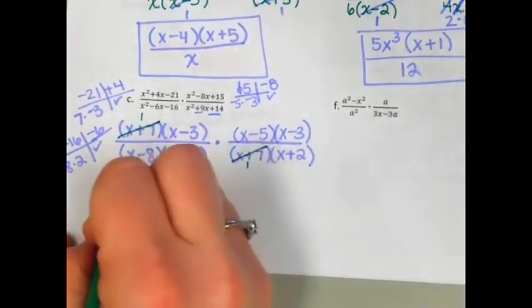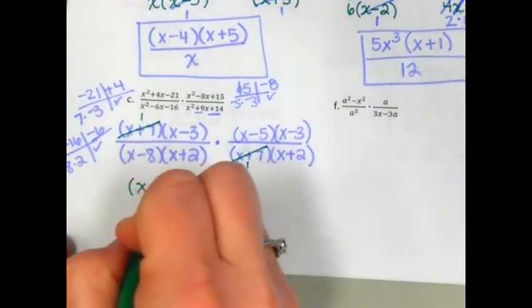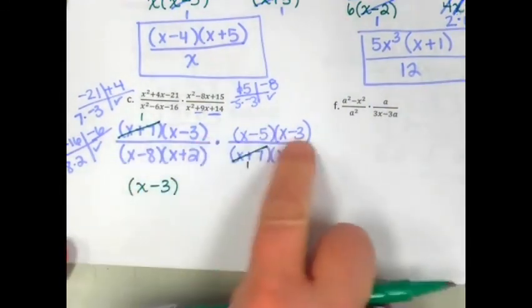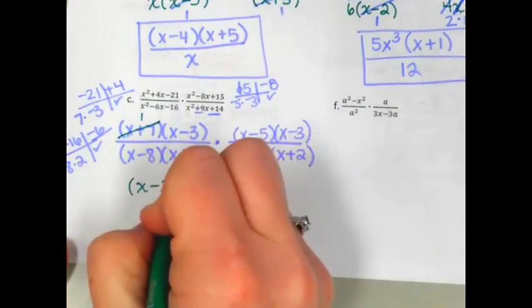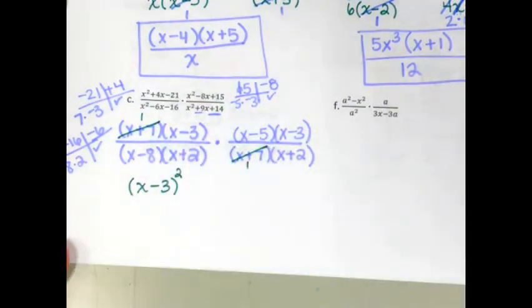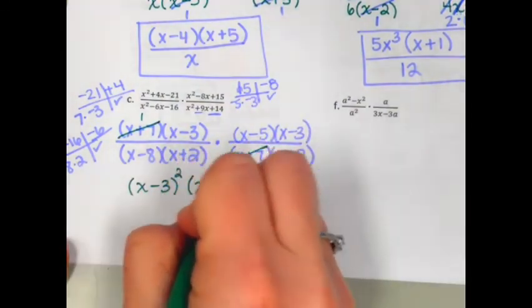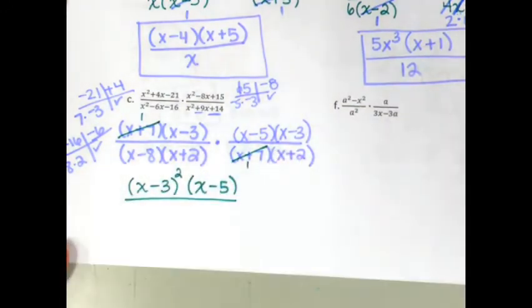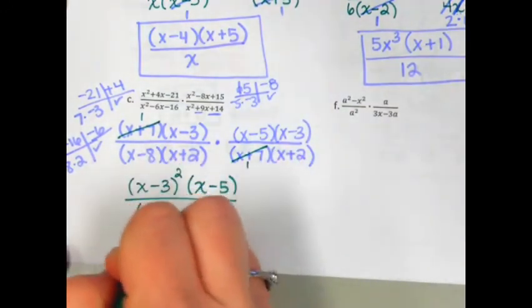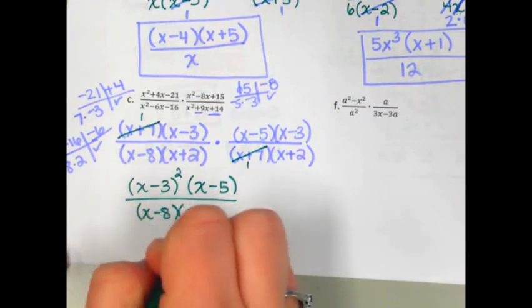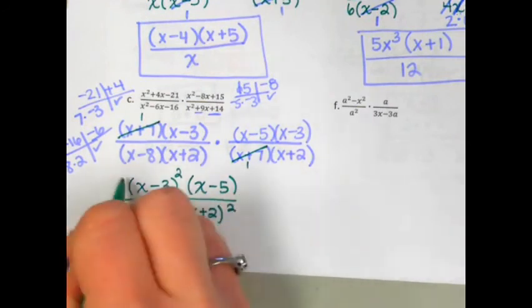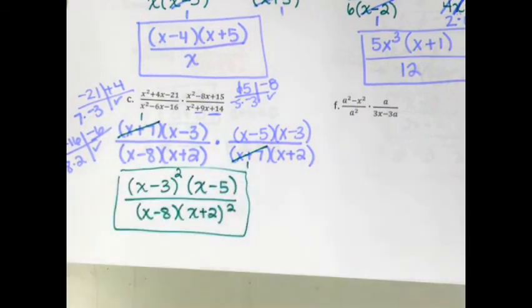So there's nothing else I can simplify, can I? Nope. So my final answer, what's left on the numerator? X minus 3. Do you see how there's 2 of them? So would it be okay if I just put x minus 3 squared? Yeah. Times x minus 5 over, what's on the bottom? I see an x minus 8, and I see an x plus 2 how many times? Twice. So I'm going to put it as a squared. Do you have to? No, you can list them both out. I like using the square because it takes up less room, personally. Okay. Any questions on that?